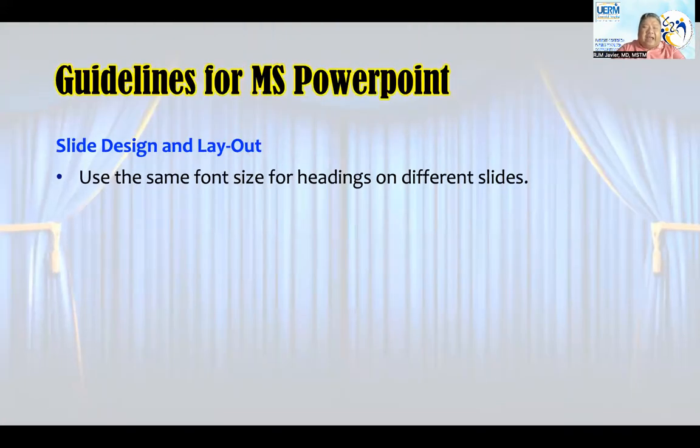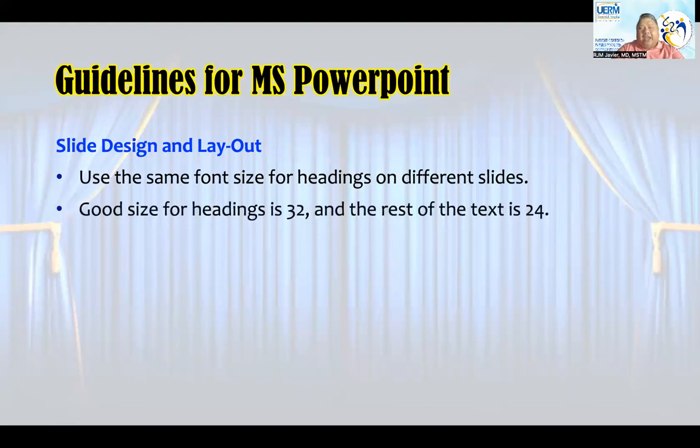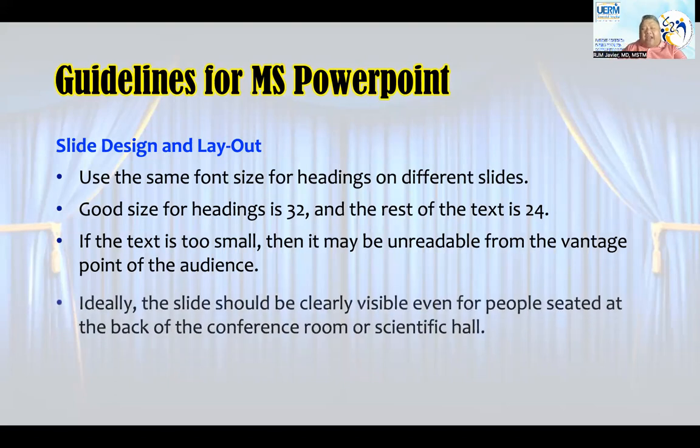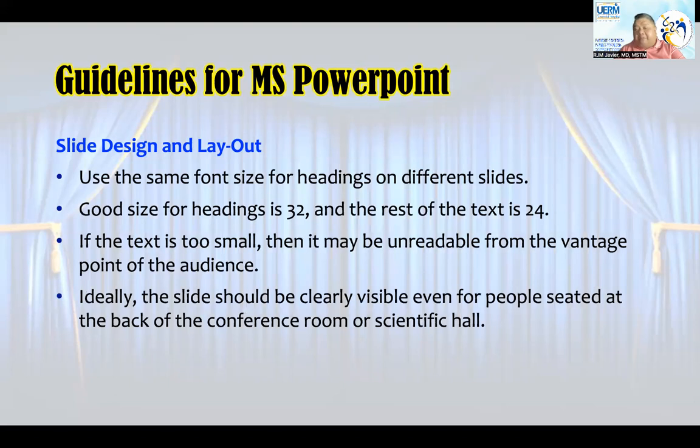Use the same font size for headings on different slides. In general, we use for heading a font size of 32, while for the rest of the text, it's about 24. If the text is too small, then it may be unreadable, especially for those people who are seated at the back, especially if the venue is not like an amphitheater wherein the rows are going up or slightly elevated.